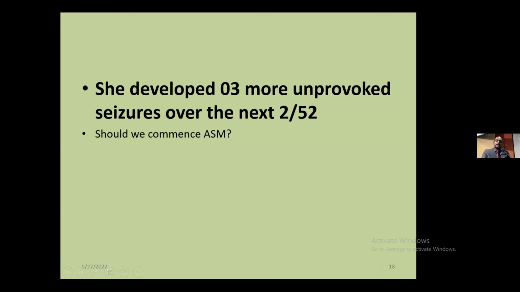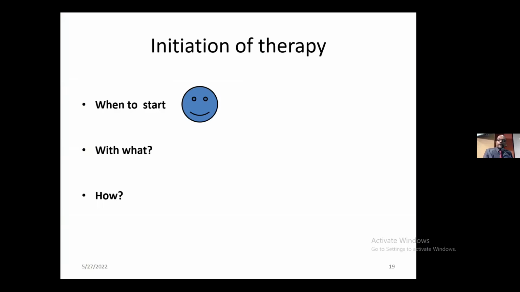Right, now this particular patient, this girl, if you could remember the girl which we have seen in the first slide, she developed 3 more unprovoked seizures over the next 2 weeks. Should we commence treatment? Now, what do you think? Yeah, so we are going to get a green light. So if we are going to start treatment, with what are we going to start and how are we going to start?